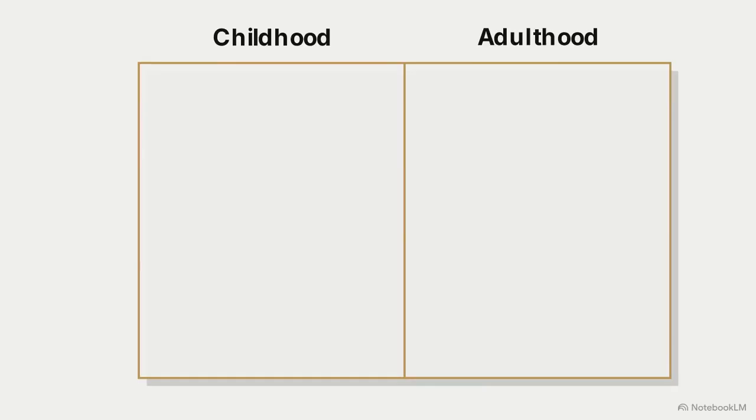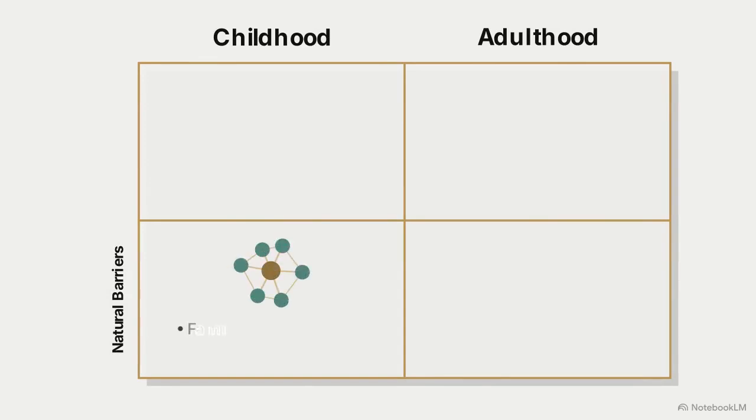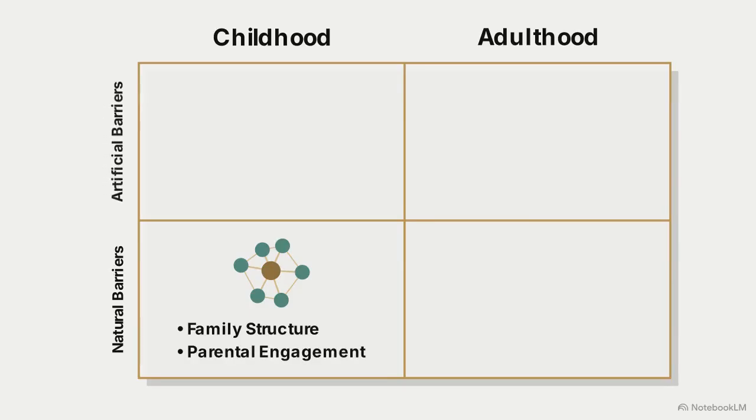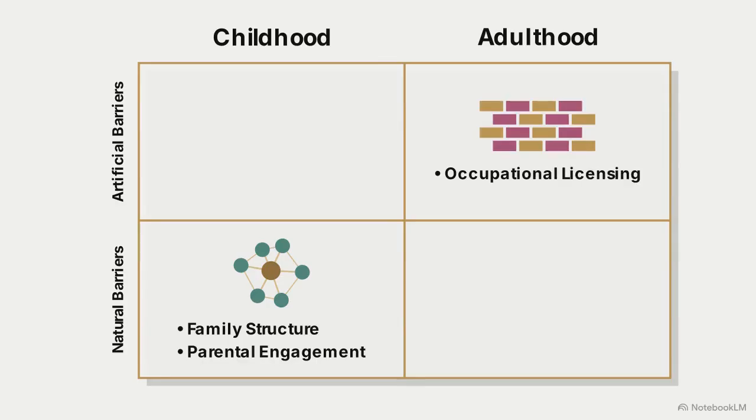We can plot this against the types of barriers people face. On the y-axis, we have natural barriers. These are individual, familial, or localized constraints, like the degree of parental engagement or family structure during childhood. Conversely, artificial barriers are top-down, externally imposed public policy constraints. These emerge most aggressively during adulthood, manifesting as excessive occupational licensing or restrictive zoning laws that limit labor opportunities.